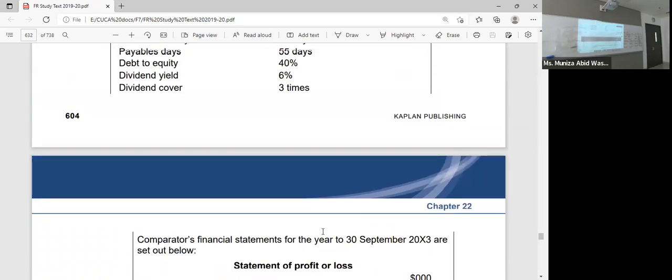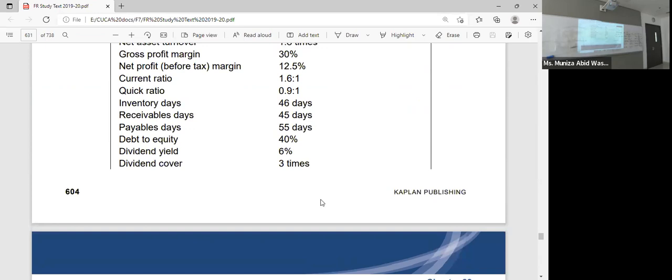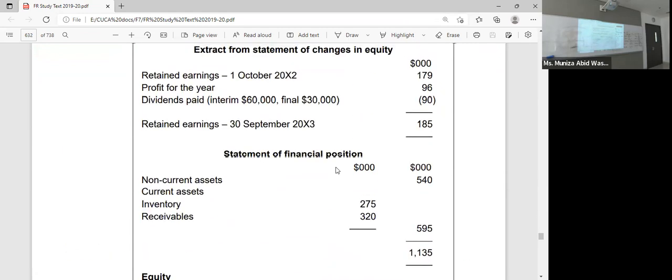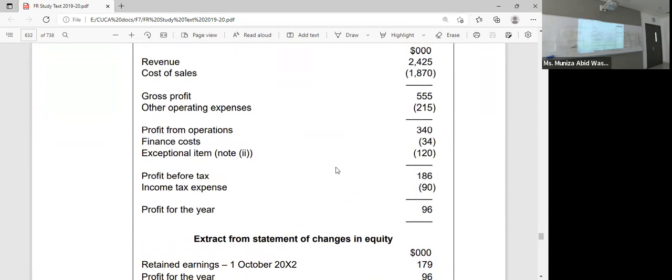15 times, 15%. Have you multiplied it with 100? No, then don't do this. Wait. You have to calculate dividend per share.